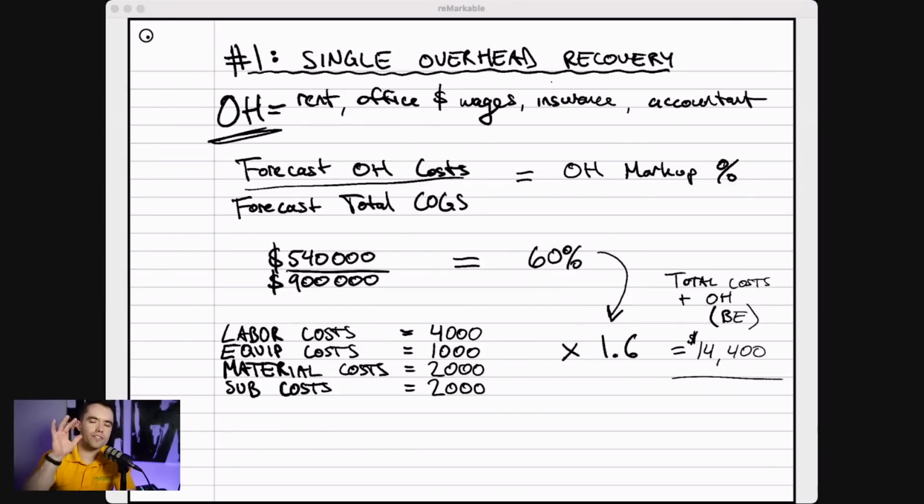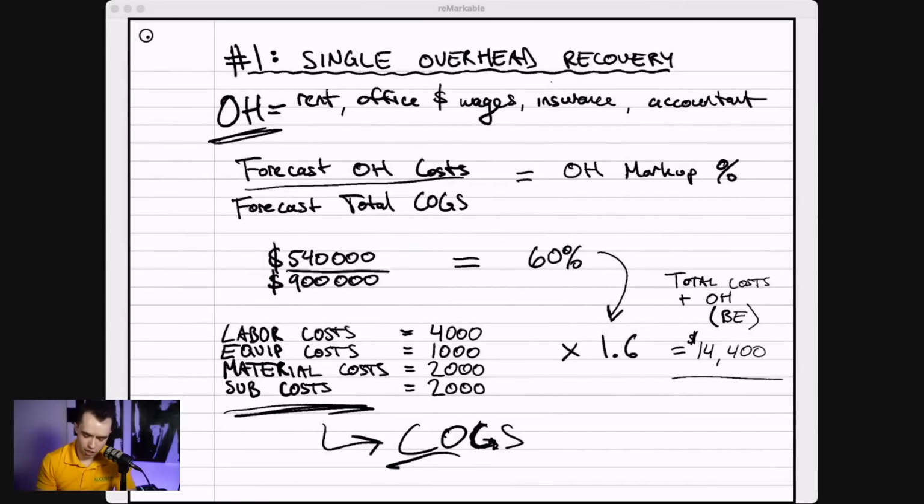Okay, let's go over the first mechanism for determining your overhead recovery. Because guess what? If we just charge for labor and the materials, these things down here, also known as COGS, cost of goods sold, that's what a COG is, cost of goods sold. There it is, COGS, right there. That's your labor costs, your equipment costs, your material costs, and your subcontractors. That's what's considered your cost of goods sold.